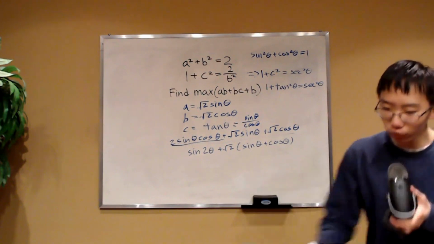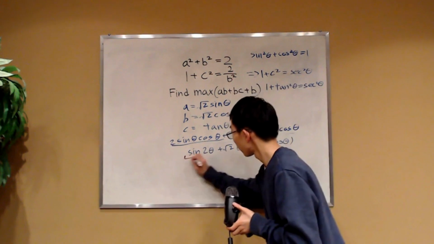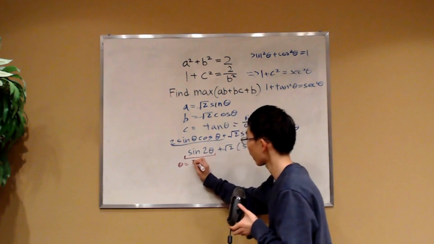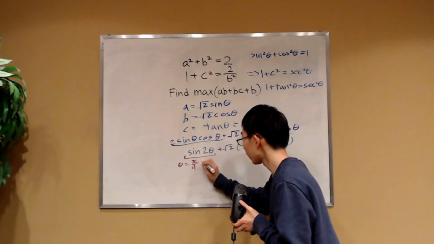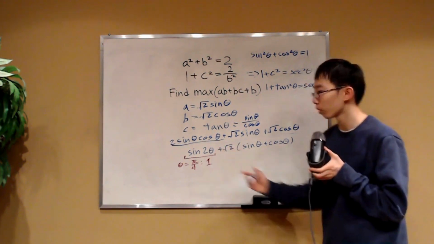Now, observe that sine 2 theta, its maximum can be achieved when theta is equal to pi over 4. And this would give a maximum value of 1, right? That would be sine of pi over 2, and that's 1.